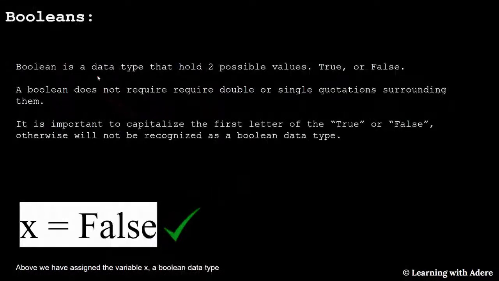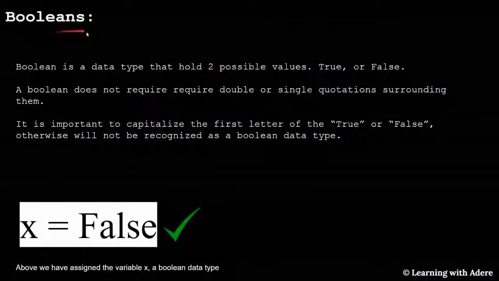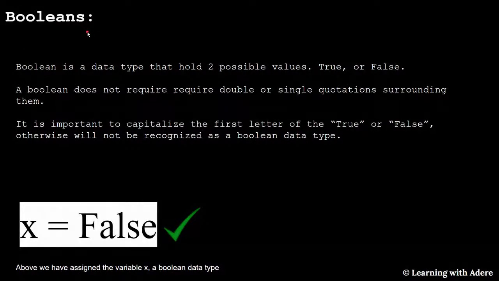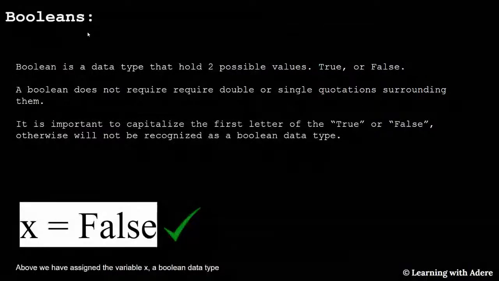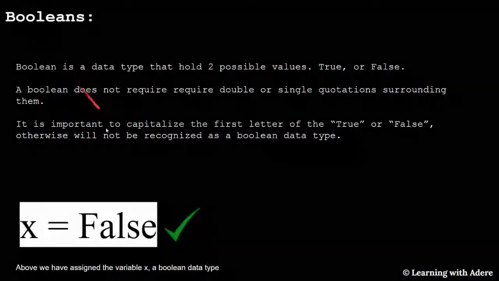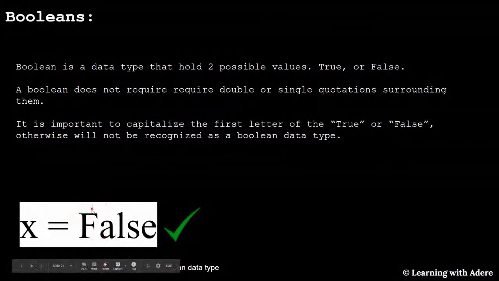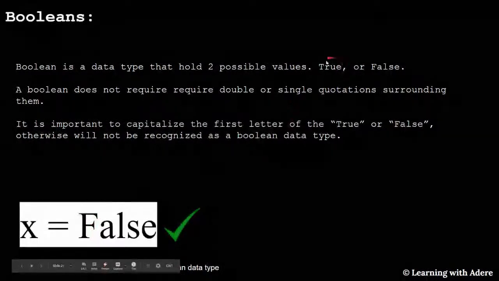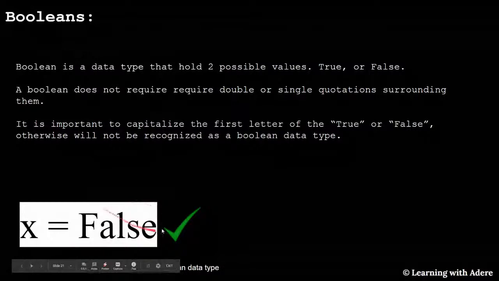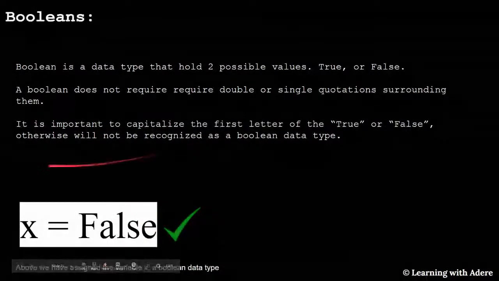So next we're talking about Booleans. Boolean is another data type in Python, and this holds two possible values: true or false. Booleans do not require double or single quotations surrounding them. Something important to note about Boolean data types is that the first character is capitalized. So the T in True or the F in False has to be capitalized for it to be recognized as a Boolean data type. So any questions so far?